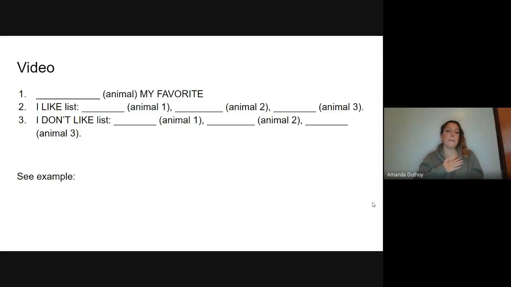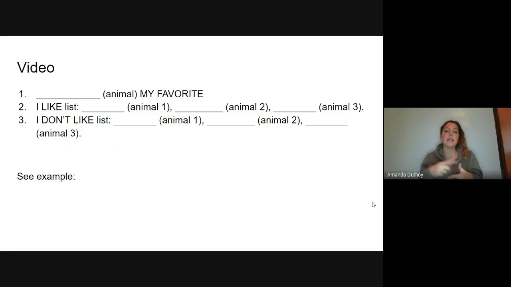So for me, I would say dolphin, my favorite. I don't have to list there because I only want you to tell me your favorite animal. I'm honestly just curious and I want to know, and you're supposed to know the sign for favorite, and we get to practice the animal sign. So for that one, you don't have to list. You're just going to say, what animal is your favorite? Or like, you're listing.